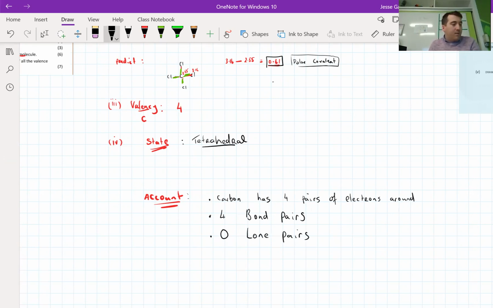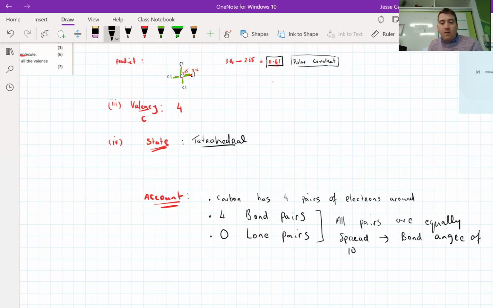Okay, so how does that make it a tetrahedral? Pause the video and do that now. Okay, well, this means that all pairs are equally spread in space, because there's no lone pairs that have a greater repulsion, equally spread, which gives a bond angle of 109.5, and we call this a tetrahedral.